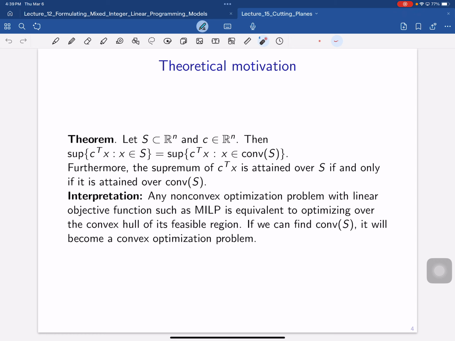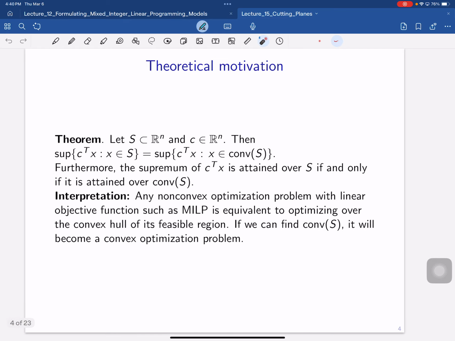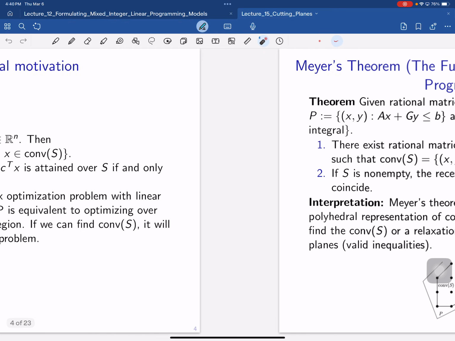If you have an MILP and you can get the convex hull of the MILP, then it will be equivalent to solving an LP, or maybe any way that can describe the convex hull of the MILP, right? But it doesn't tell you how to get the convex hull. It just shows if you can get the convex hull, this problem will be equivalent to the original problem. That's why you are motivated to get the convex hull, right? Okay.